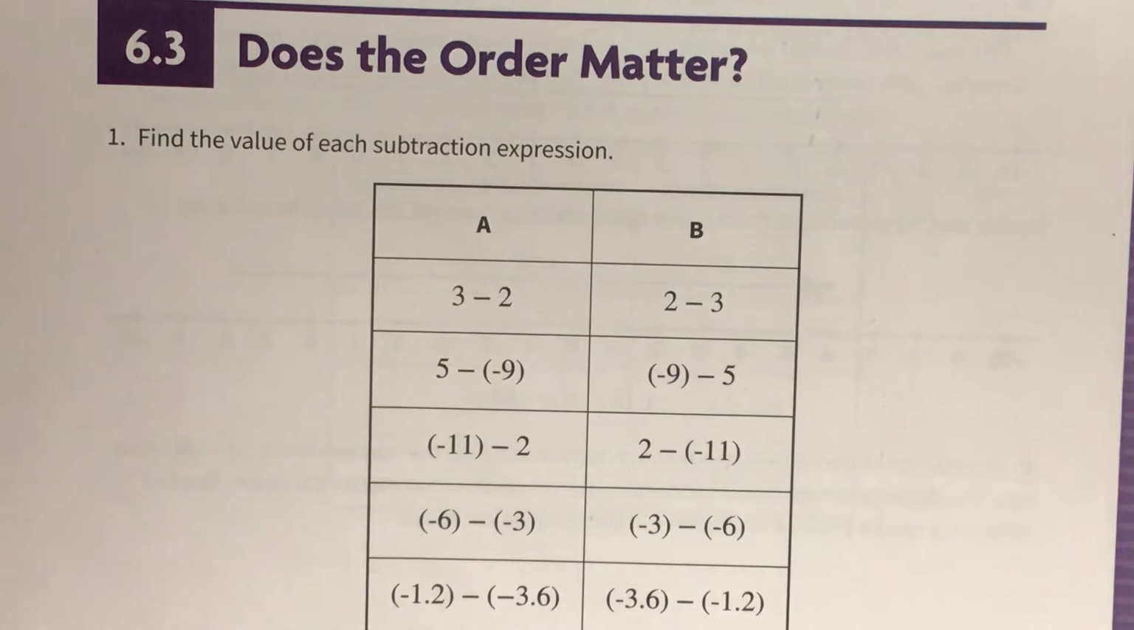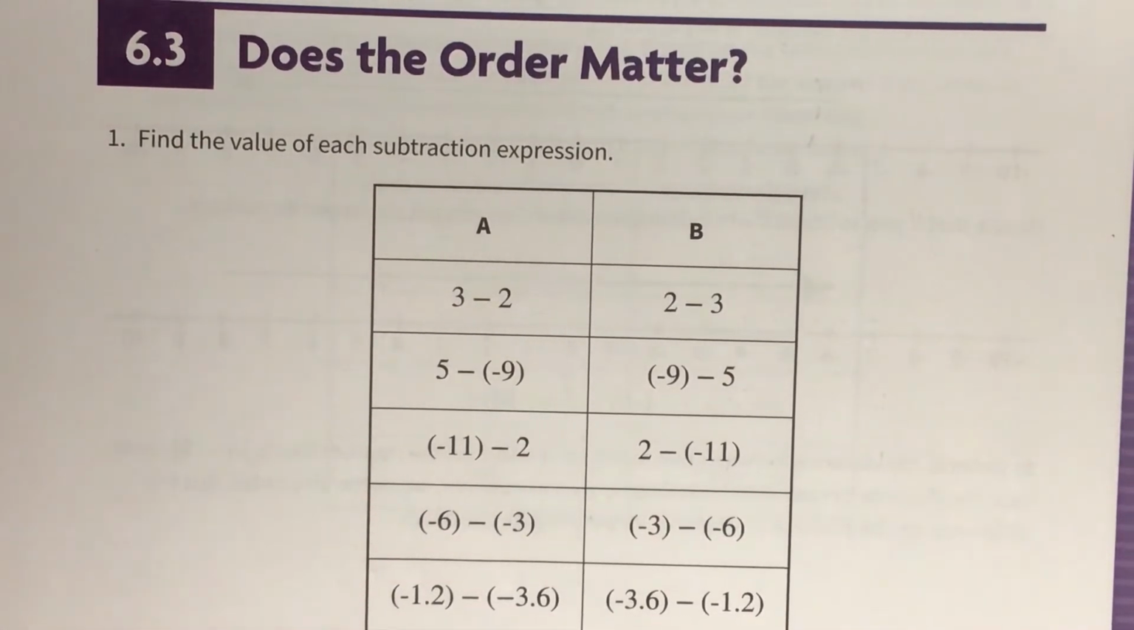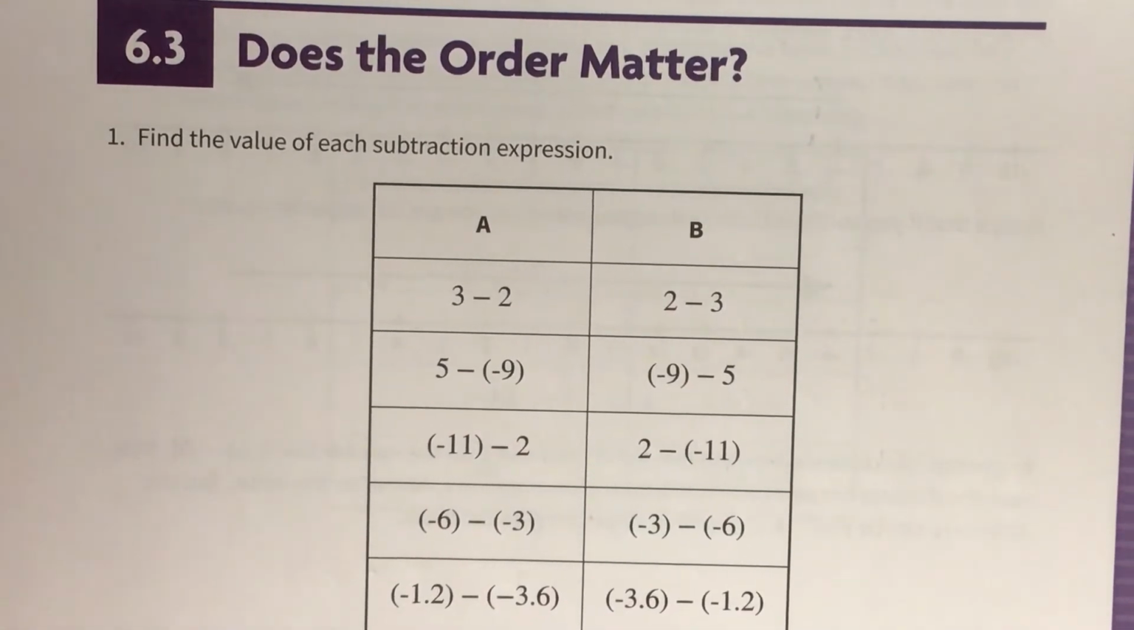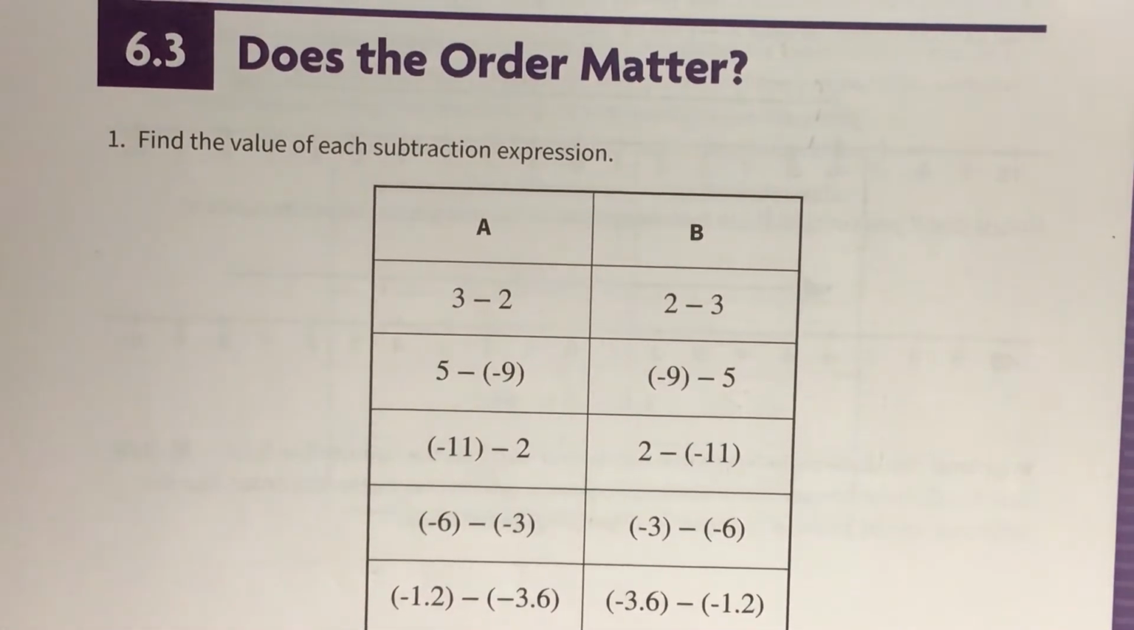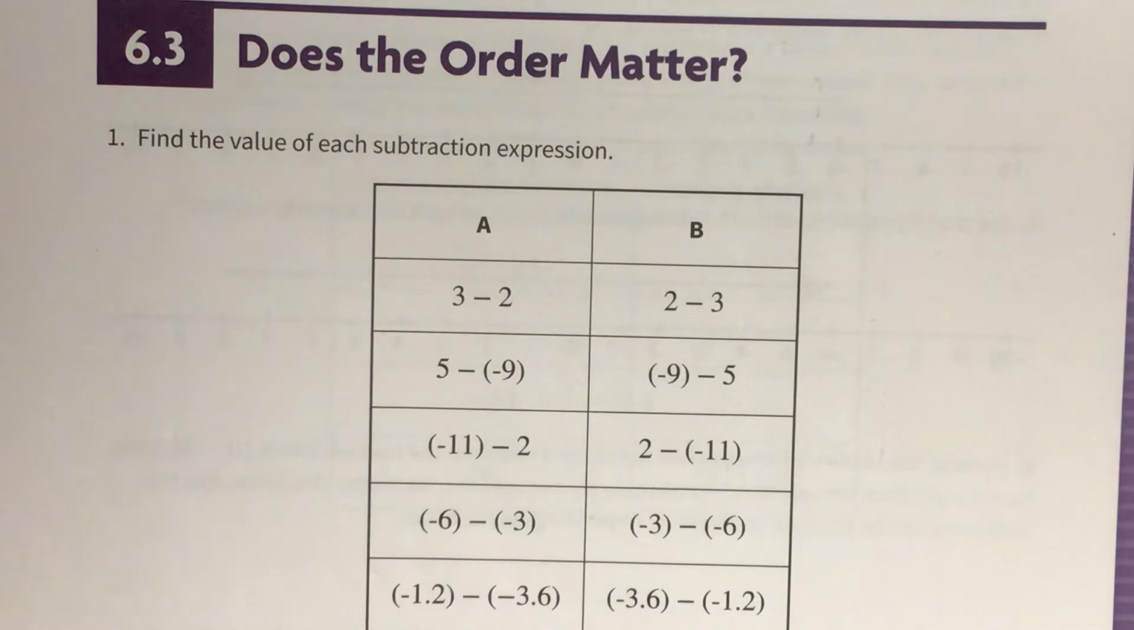Question 3. Does the order we subtract matter? Okay, does the order we add matter? We haven't really talked about that. Is 5 plus 3 the same as 3 plus 5? Yes, they're the same, right? That is called the commutative property of addition. Subtraction, you'll notice, doesn't work that way. The order does matter when we subtract.